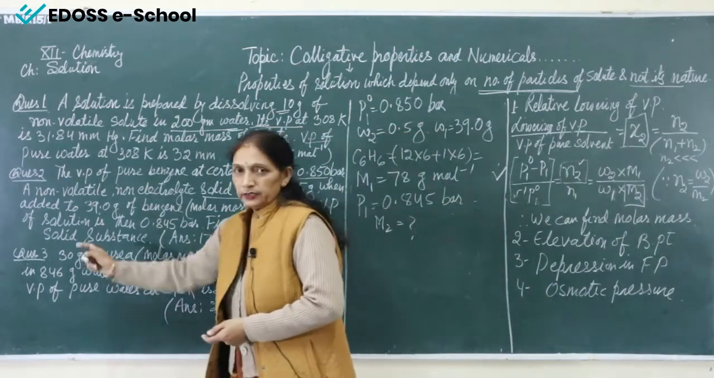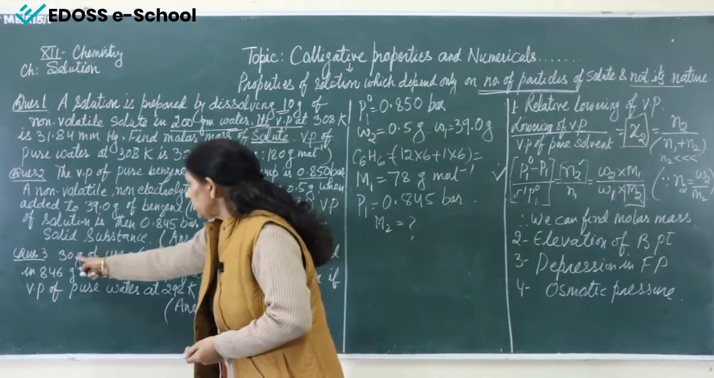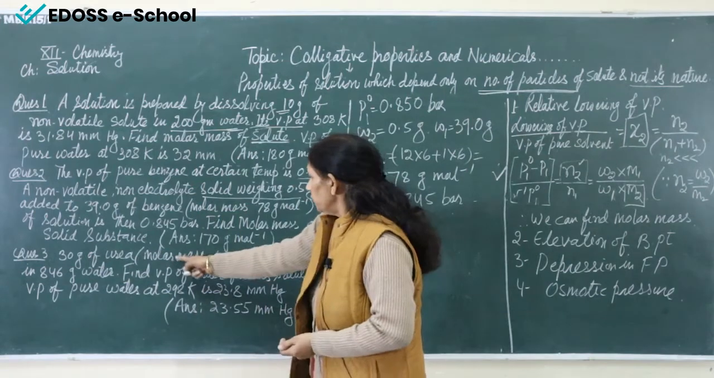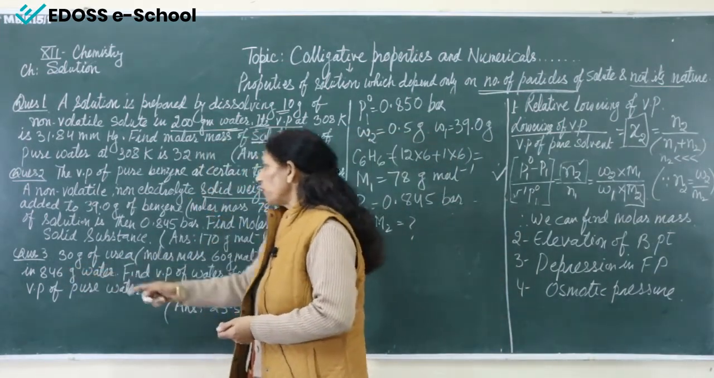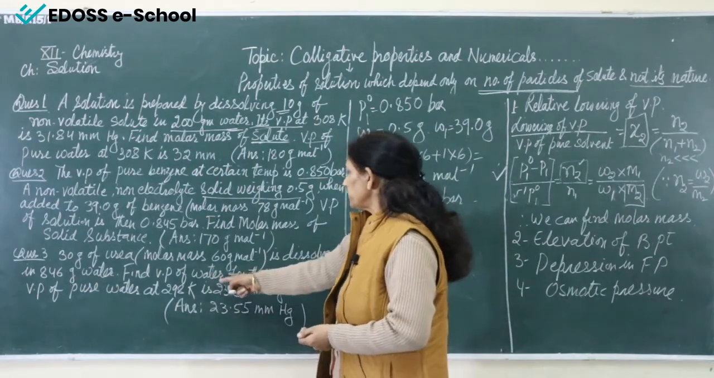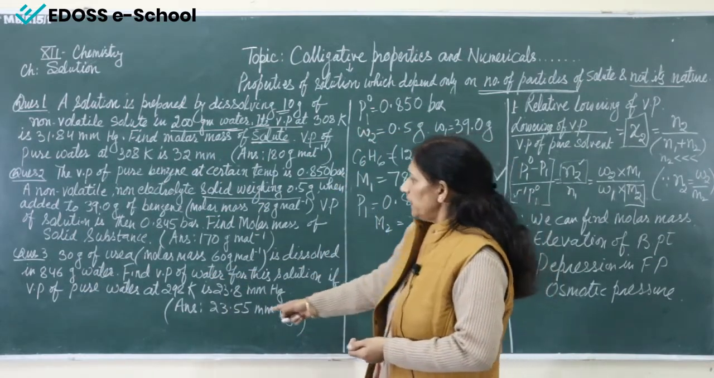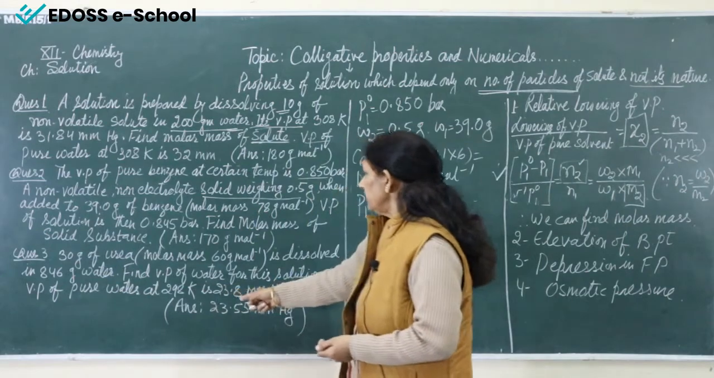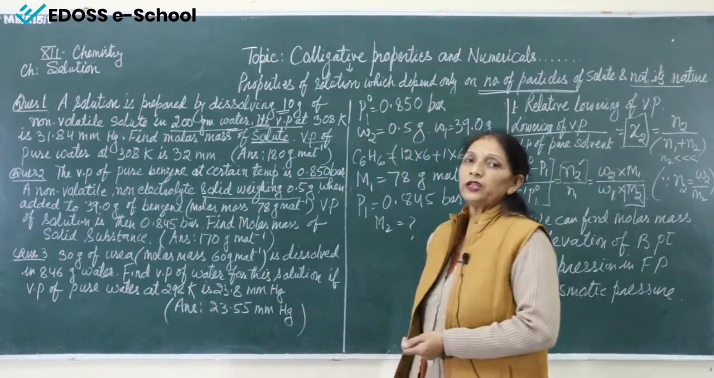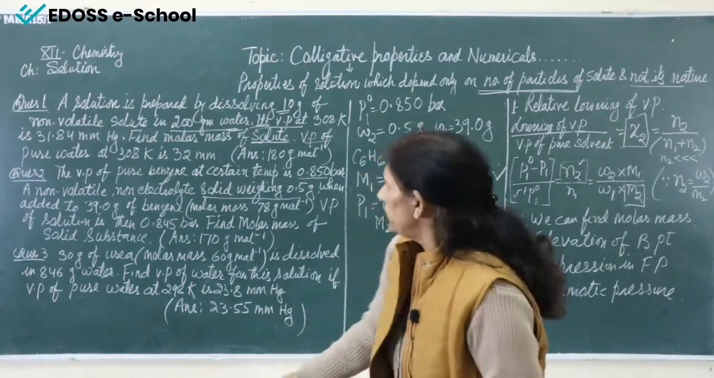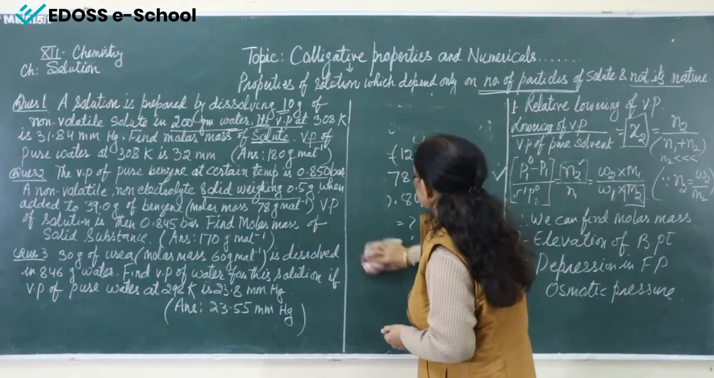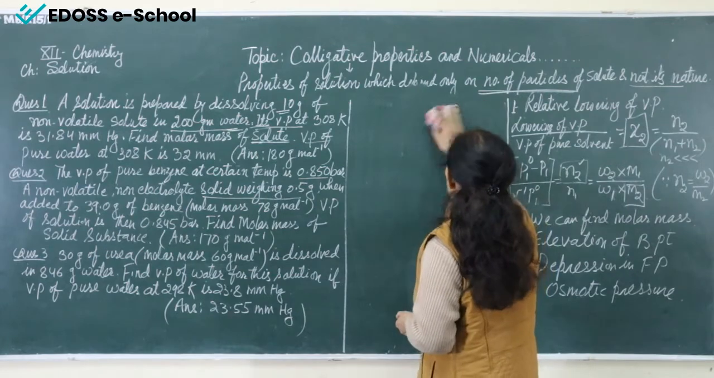Now coming to the third. The third question is: 30 gram of urea, molar mass is given here, is dissolved in 846 gram water. Find vapor pressure of water for this solution if vapor pressure of pure water at 298 Kelvin is 23.8 mm mercury. Now see here, same way we will do this numerical also. Now see how to do it. We will again write.